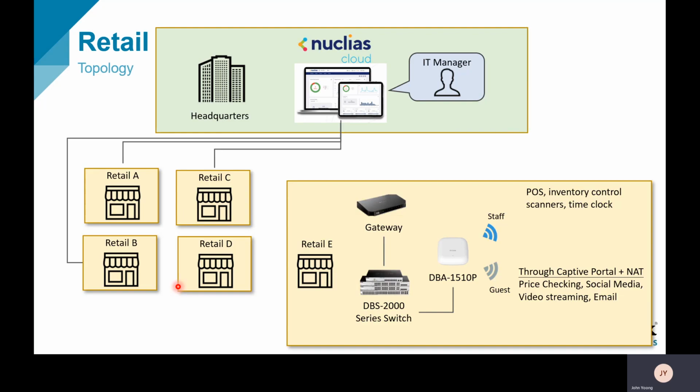So the topology is the same thing. The IT administrator will be able to manage all the organizations, or even the retail stores. Each retail store will have the gateway or the DBS-2000 switch to PoE, or the DAP series. For the staff, they can connect using WPA2 or WPA3 for their POS, their scanner, their clock, check-in, check-out. Then for the guest itself, we have the captive portal plus NAT.